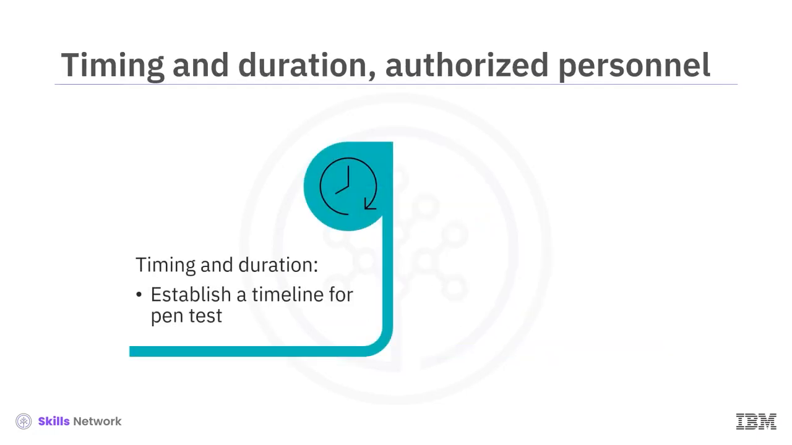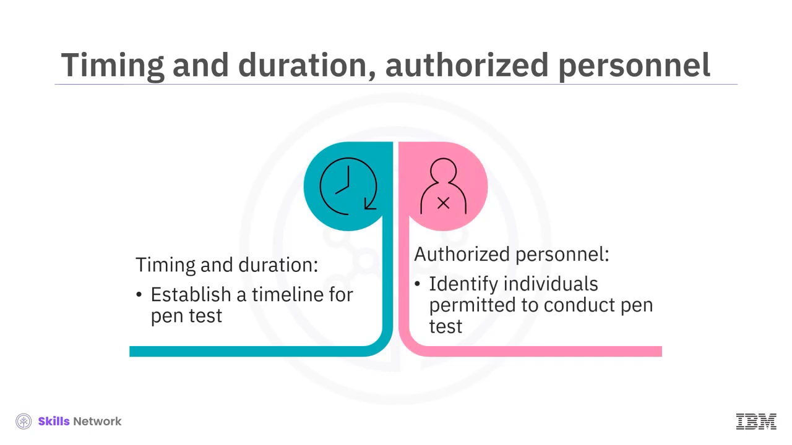Timing and duration establish a clear timeline for the pen test, including start and end dates and specific testing windows if necessary. This helps align the testing activities with the organization's operational schedules to minimize business disruptions. Authorized personnel identify the individuals permitted to conduct the pen test, detailing their roles and responsibilities. This ensures that only qualified and trusted personnel are involved, reducing the risk of unauthorized actions.